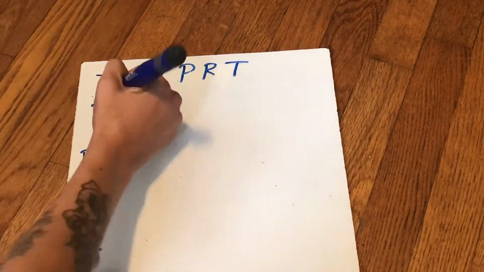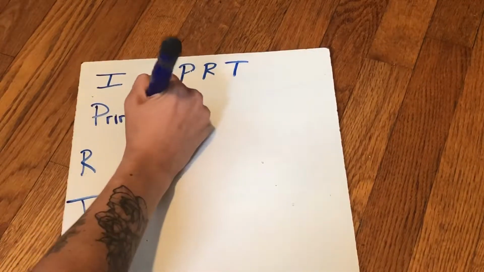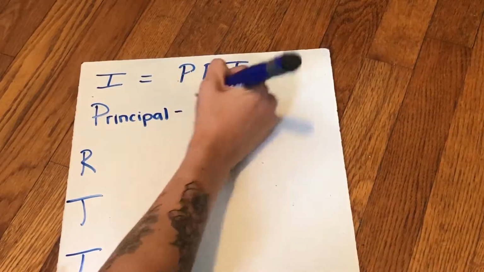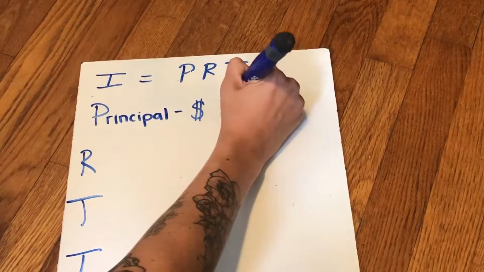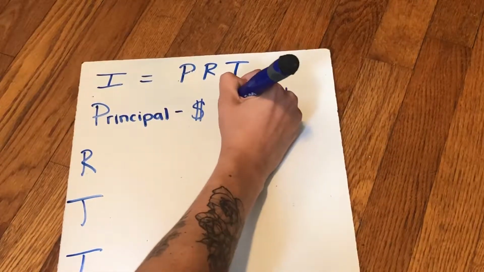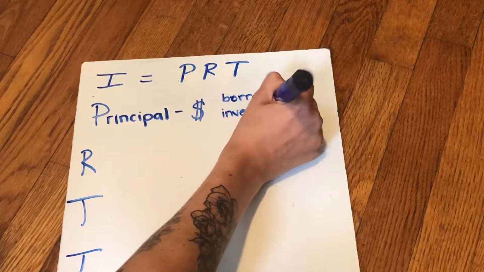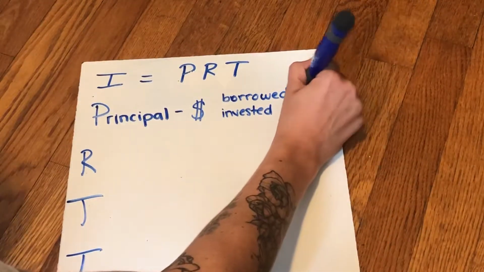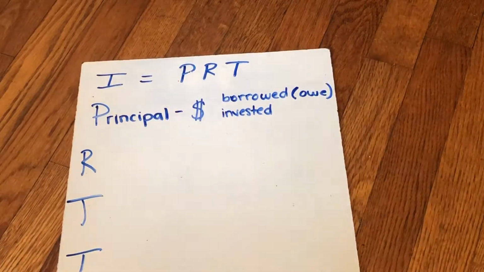So P stands for principal. Now this is not like your principal at school. Principal is an amount of money that is borrowed or invested. When you borrow money from the bank, let's say you need to buy a new car and you don't have the money, but you have to have a new car because your old one broke down. You're gonna go to the bank and you might borrow $5,000. You are gonna owe them money for borrowing that $5,000.